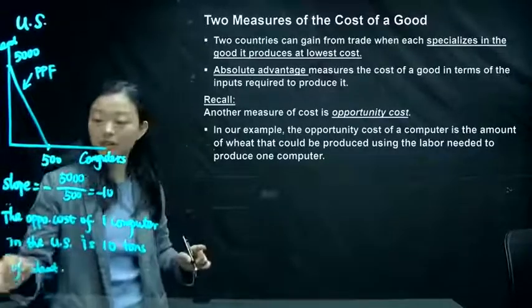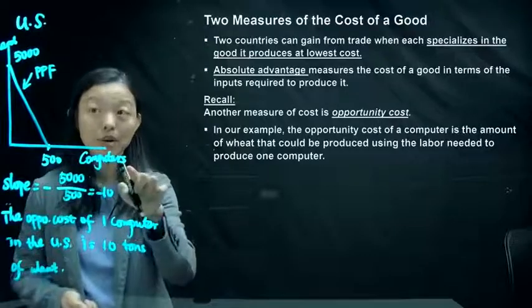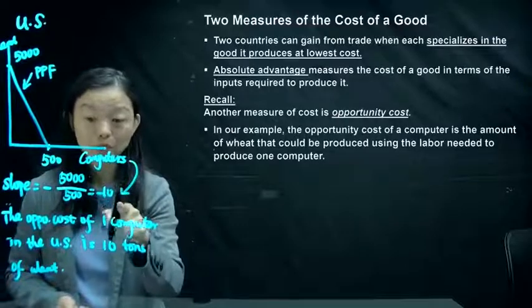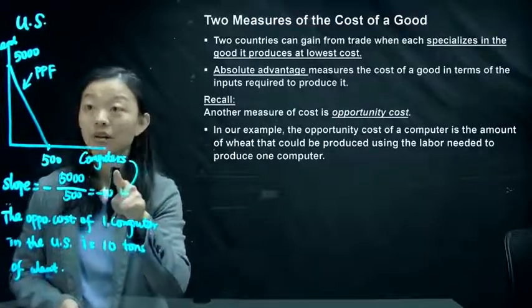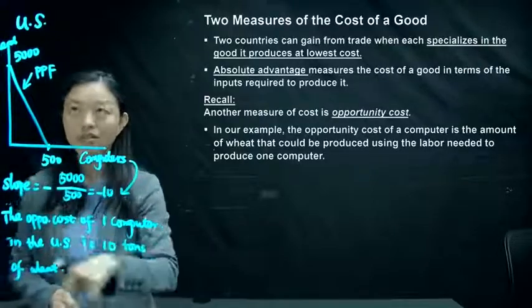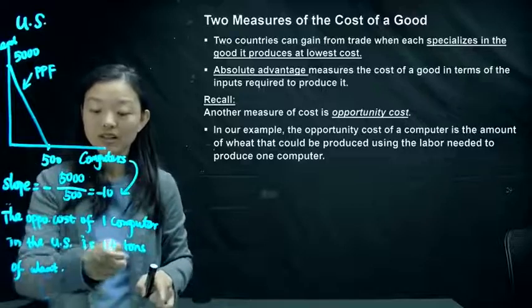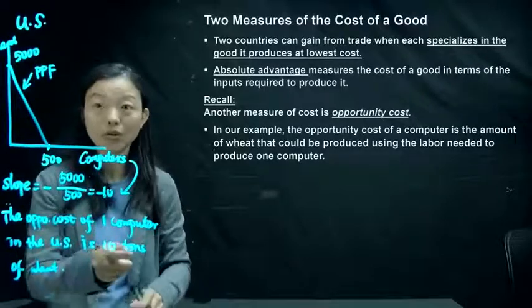Understand? So this is the way that we can get the opportunity cost. We put the computers on the horizontal axis, and then the slope that we compute here will be the opportunity cost of something that we put on the horizontal axis. So this is the opportunity cost of one computer in the United States, 10 tons of weight. Mark this number in your notebook.